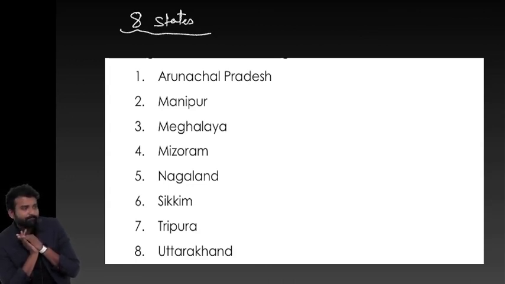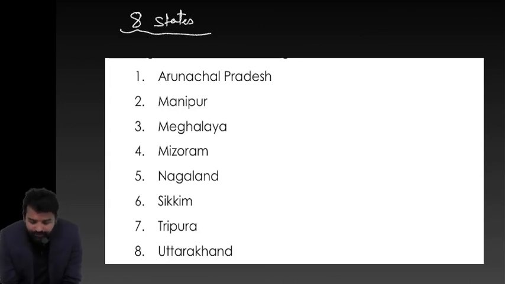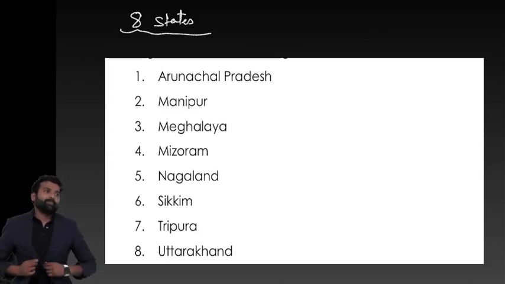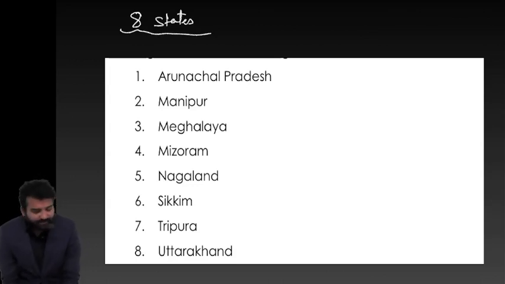Okay, so this is about the limits. For the 8 states, it is 75 lakh. For all the other states and UTs, it is 1.5 cr.